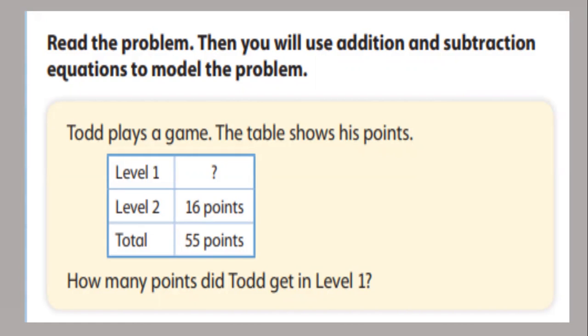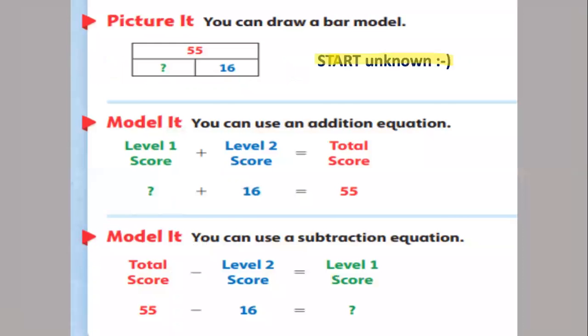So just by reading this one time, I have already figured out that this is a start unknown problem because I don't know how many he started with on level 1. I know how many he got in level 2, that's the change, and I know how many he ended up with at the end, that is my total, or my result, which is 55, but I don't know how many he started with. So that's a start unknown. My question mark is going to be at the beginning of my equation.